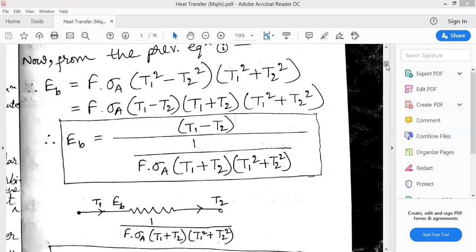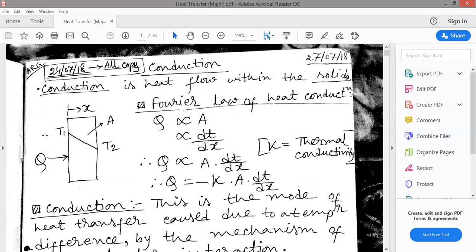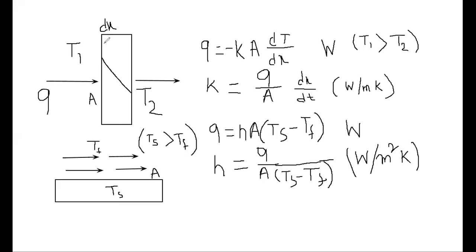So again, let us go to the things we have learned: conduction, convection, and radiation. From my class note, I will share that. Conduction, the surface will be there. I can share the white screen also, where I have drawn. Conduction, a plate is there, Q, T1 surface temperature of the first surface and T2 surface temperature of the second surface.